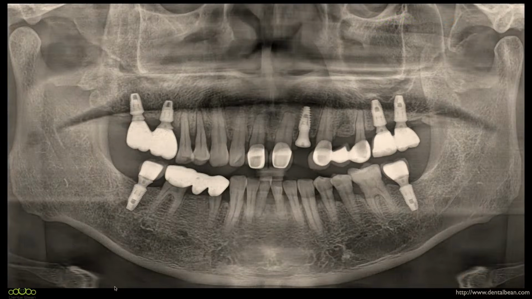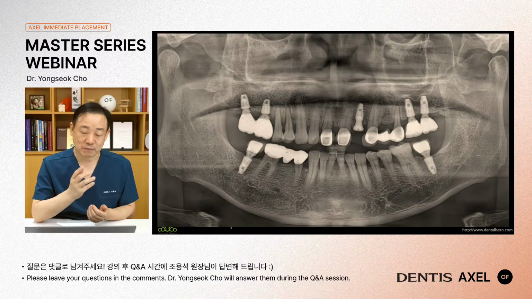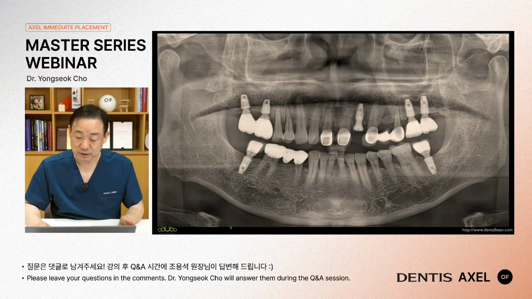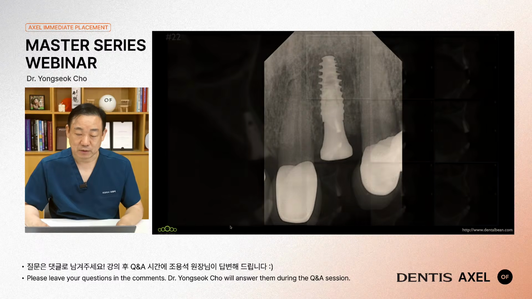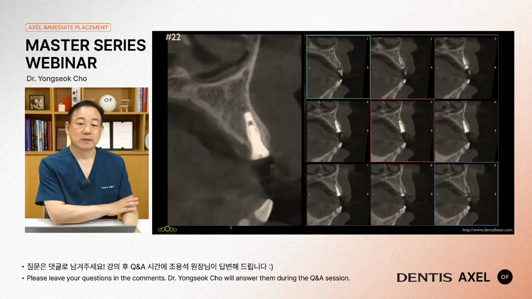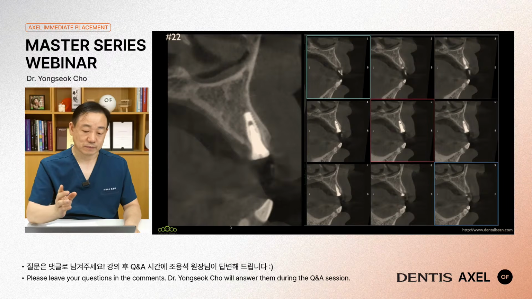POP panoramic image showing a nice axis of the implant, slightly medially inclined. That's my preference. Okay, CT view here, not bad. It is toward the cingulum.